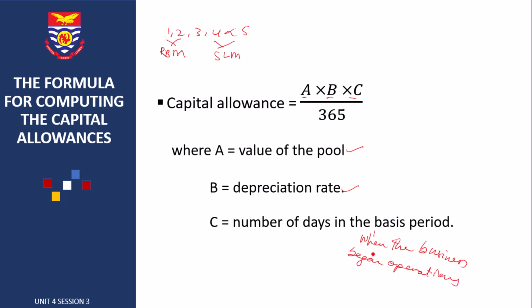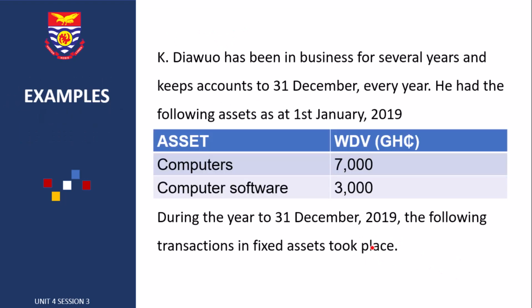The pool value is calculated by adding purchases during the year to the written down value at the end of the last basis period and deducting the sales proceeds from the results. So let us see how it is done using this example.